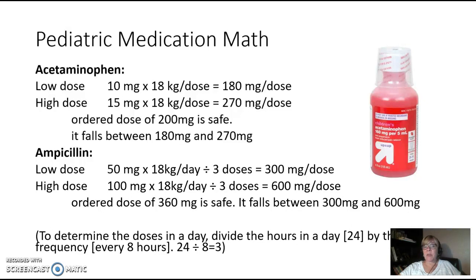So we expect to see between 300 and 600 on that order. 360 is our order. We're good. It fell between 300 and 600.